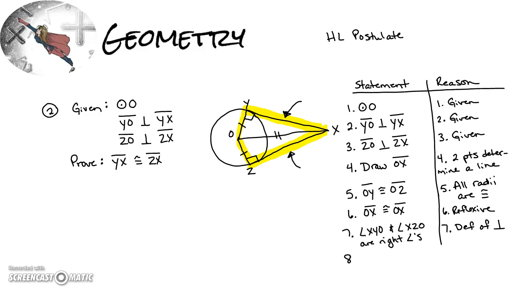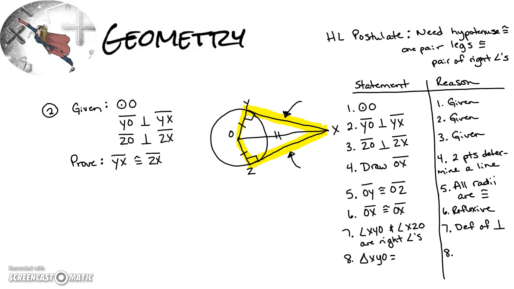Now step 8, here's where HL comes in. For HL, I'm going to write up here, all you need is the hypotenuse of each triangle to be congruent. You need one pair of legs to be congruent, and you need a pair of right angles. This is exactly what we have in our figure right now. So we can say that those triangles are congruent. Triangle XYO is congruent to triangle XZO. And I'm going to say, well, it's by HL, the HL postulate.